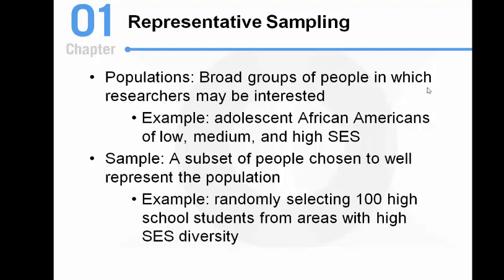Now, I'm not sure exactly what happened with the wording here. Chosen to well represent. I suppose we do want people to represent well. It just feels like it's a little bit confusing. Maybe I just haven't had enough caffeine today.